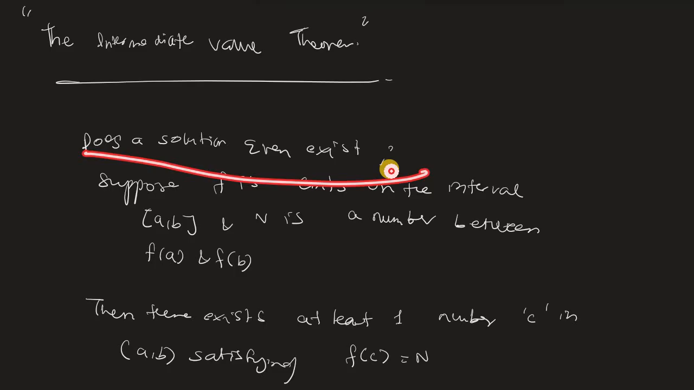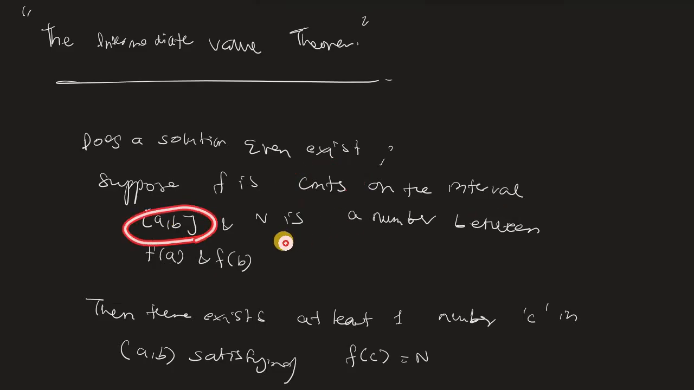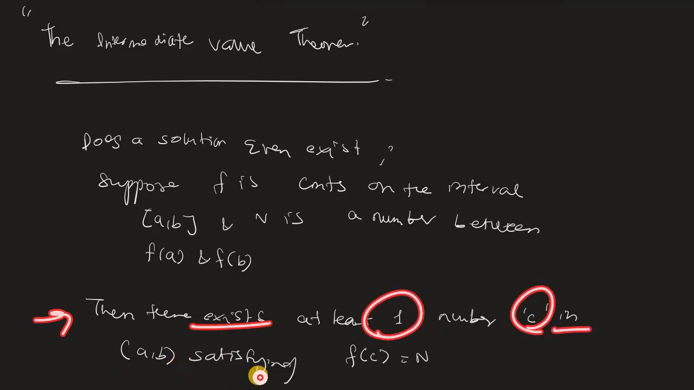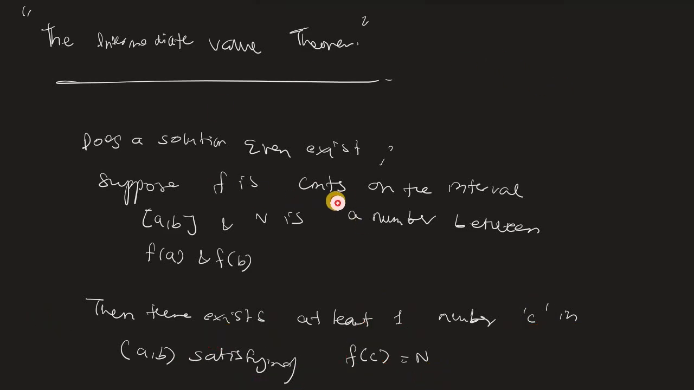Okay, so suppose the function is continuous on the interval [a, b], and n is a number between f of a and f of b, then there exists at least one number c in (a, b) satisfying f of c equals n. Okay, so if the function is continuous in this interval, there is going to be a number in between this satisfying f of c equals n.